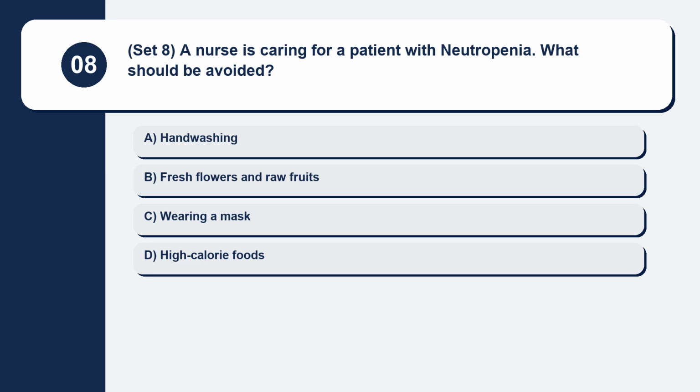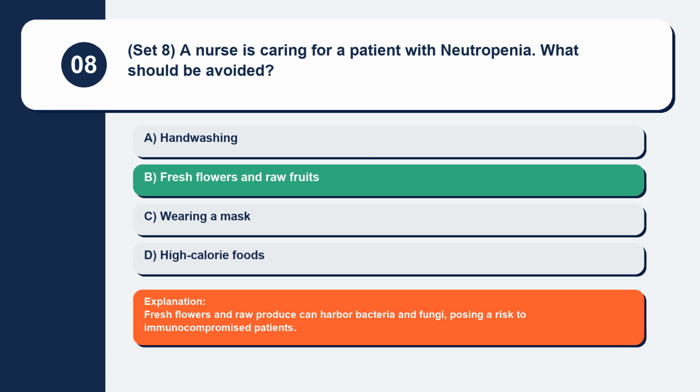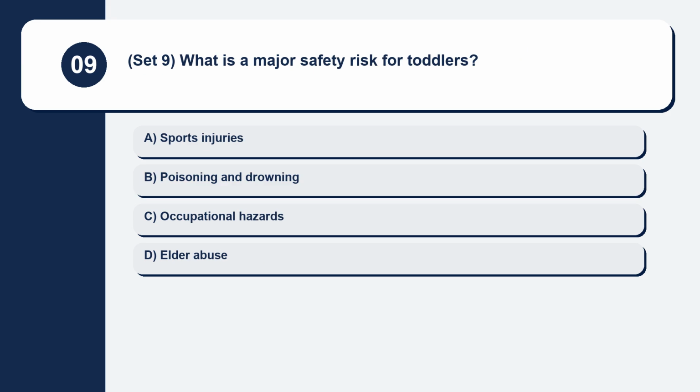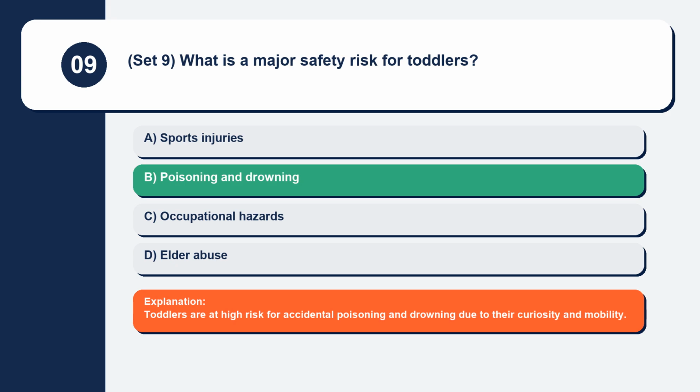Question 8. Set 8. A nurse is caring for a patient with neutropenia. What should be avoided? Hand washing, fresh flowers and raw fruits, wearing a mask, high-calorie foods. Fresh flowers and raw produce can harbor bacteria and fungi, posing a risk to immunocompromised patients. Question 9. Set 9. What is a major safety risk for toddlers? Sports injuries, poisoning and drowning, occupational hazards, elder abuse. Toddlers are at high risk for accidental poisoning and drowning due to their curiosity and mobility.